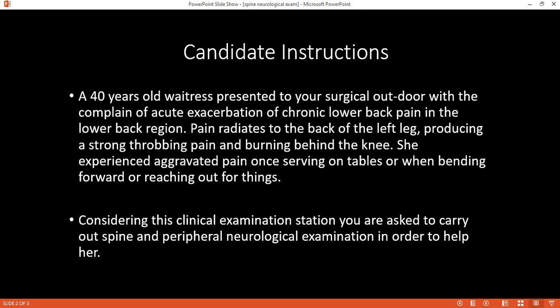What are the differentials that you are going to consider? First, I'll consider the prolapsed intervertebral disc, mainly in the lumbar area, most probably the L4, L5 area.